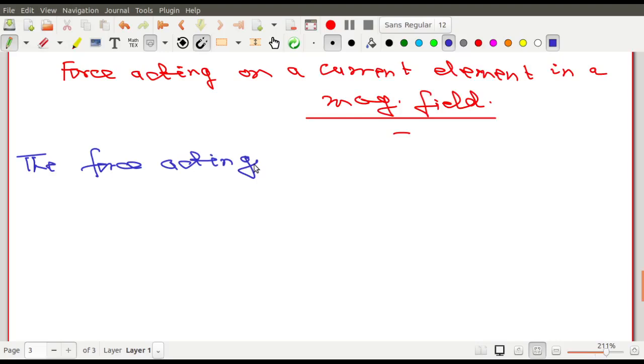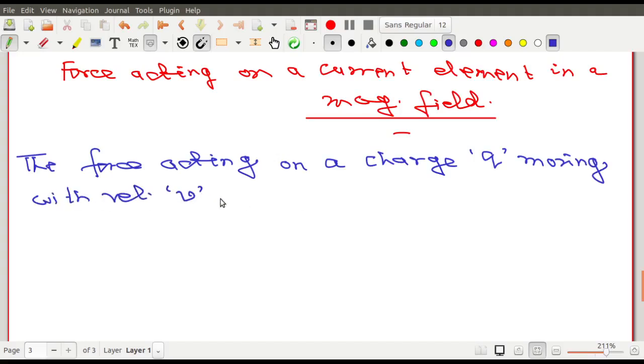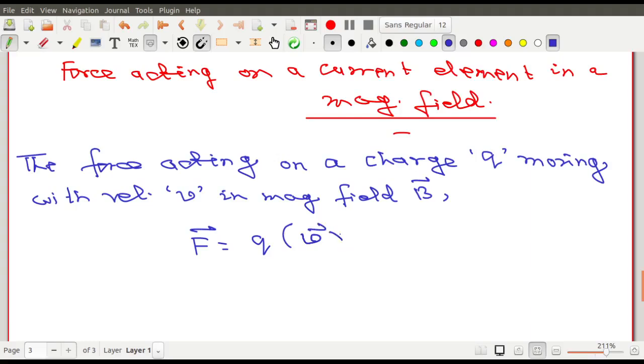So in your higher secondary classes you have studied about the Lorentz force. So from the concept of Lorentz force you know that the force acting on a charge q moving with velocity v in magnetic field B vector. So what is the force? You know that the force is given by q v cross B, and this is what is called the Lorentz force. You know this expression, এটা জানো higher secondary class থেকে. This is the force acting on a charge q moving with velocity v in a magnetic field B vector.